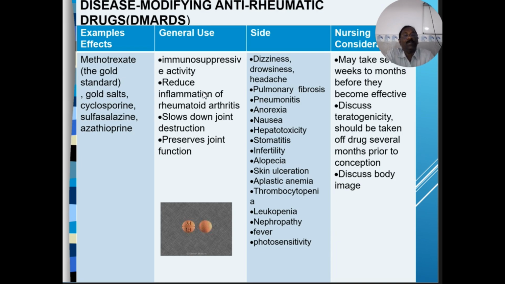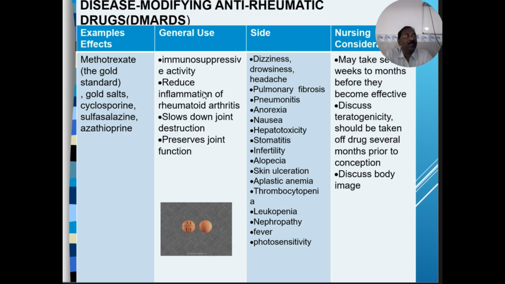The education is very, very important. So discuss the teratogenicity: the drug should be stopped several months prior to conception. Discuss the body. Again, pre-pregnancy counseling is very important because rheumatoid arthritis unfortunately is very common in young women. So definitely, in the pre-pregnancy counseling, when they are on therapy like methotrexate etc., these are all fetotoxic, so definitely they have to be stopped, and the safest are steroids and hydroxychloroquine.